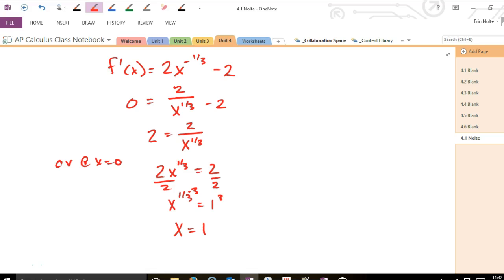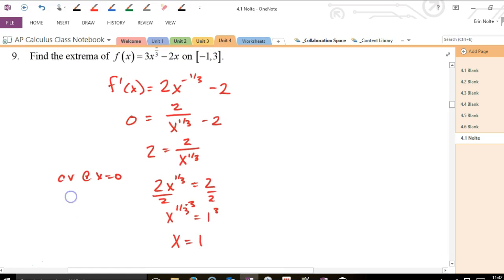I have a critical value at 0, and then my interval was between -1 and 3. So I've got to use all 4 of those, right, to find my extrema? All of them, yep. Should we split this up? You guys do this one, I'll do this one. I'll do 0.